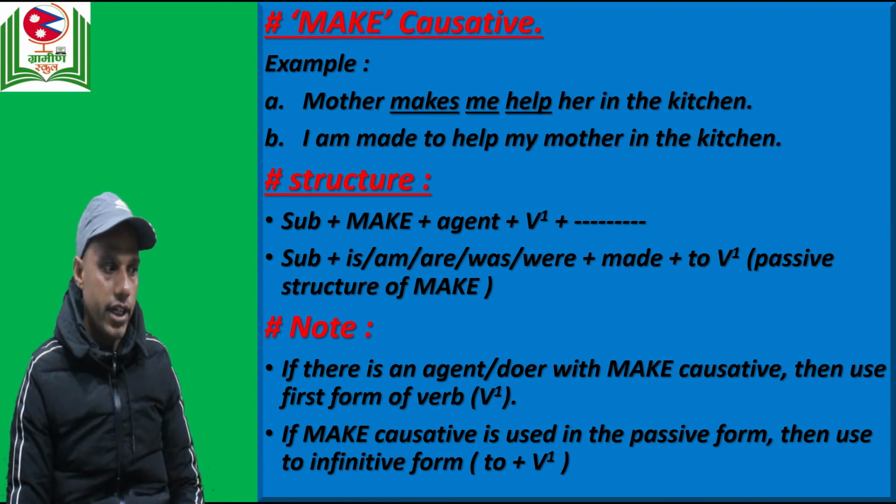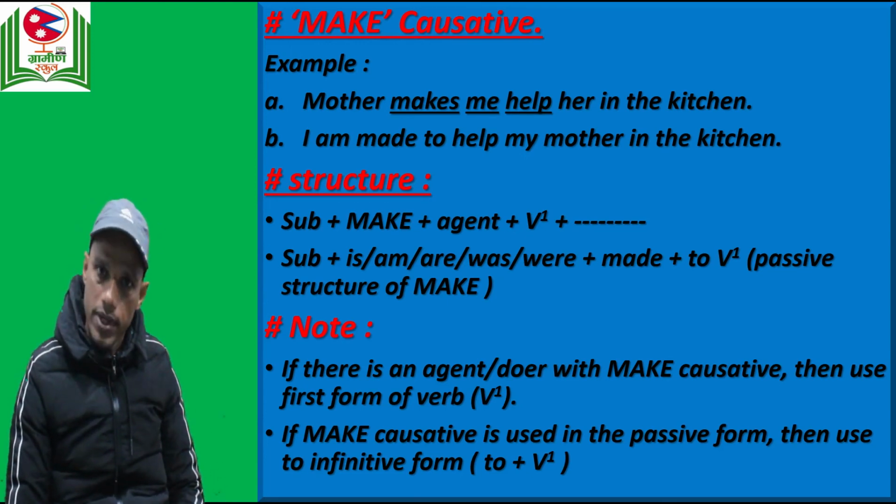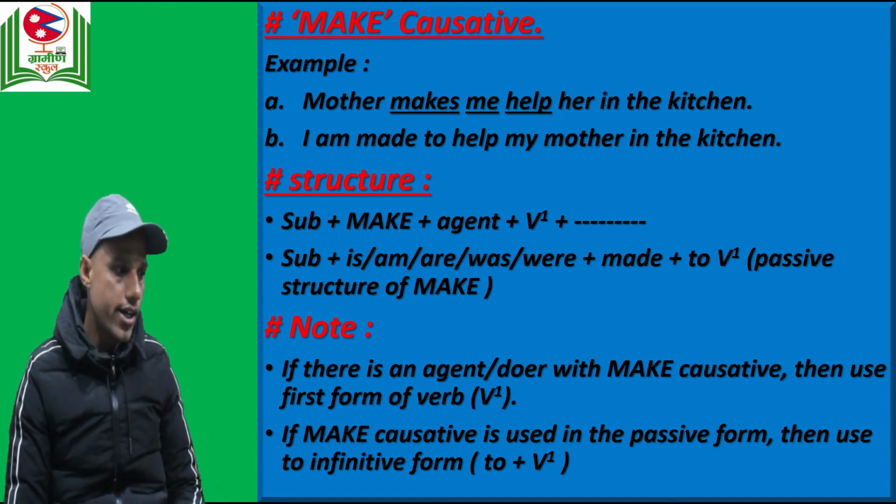But when we use make causative in its passive form, for example, subject plus is, am, are, was, were plus made, then we should use to verb 1 form or to infinitive form. You can see the second example for this. For example, I am made or I was made, right? When we use make causative in its passive form, then we should use to infinitive form after it. This is the thing you should keep into your consideration.